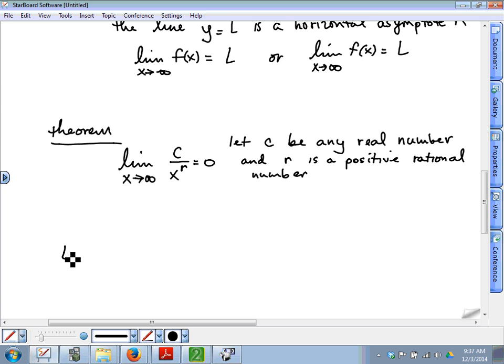So let's just get into some plug and chug examples here. Find the limit as x approaches infinity of the function 5 minus 2 over x squared.